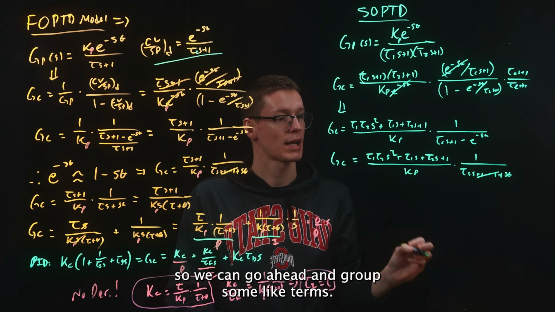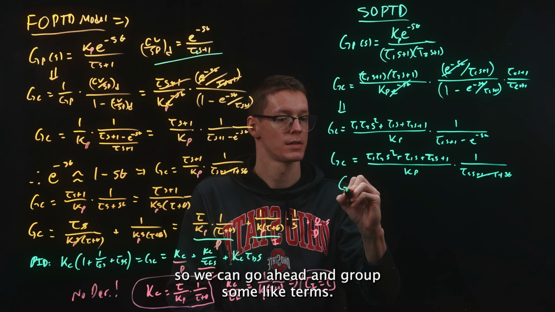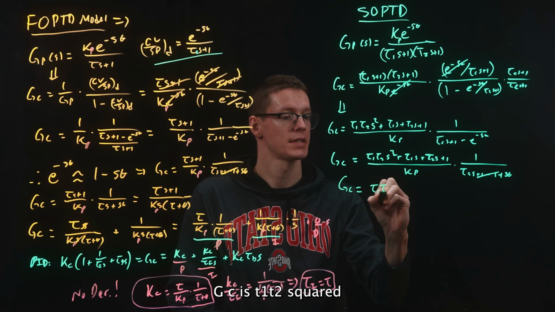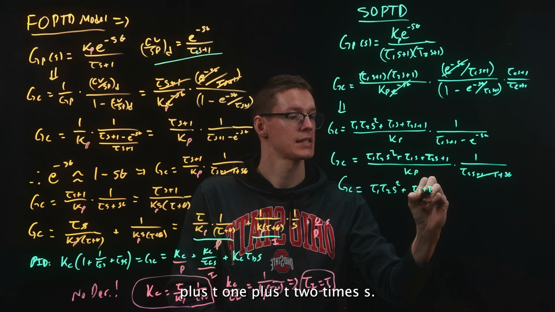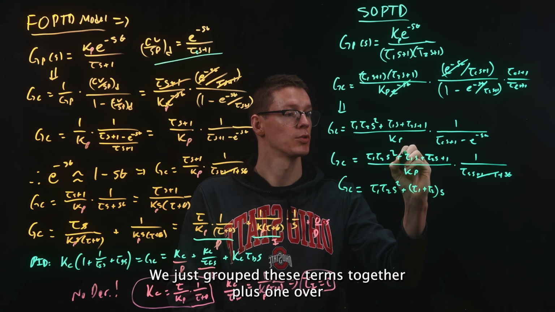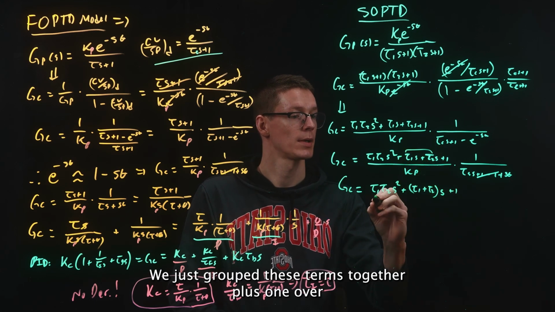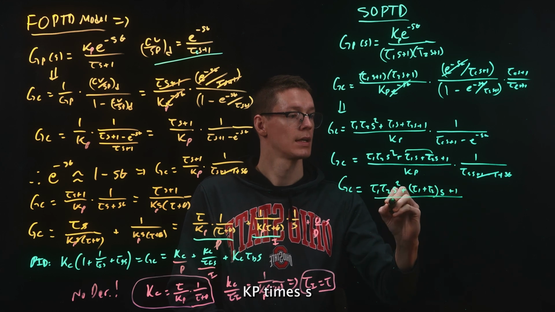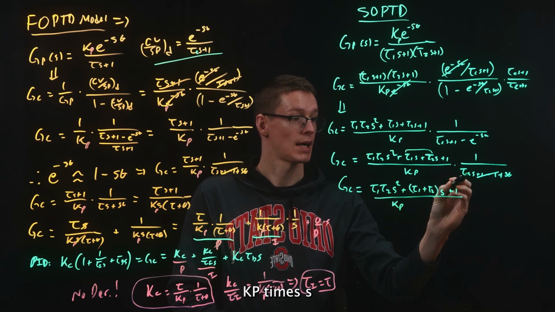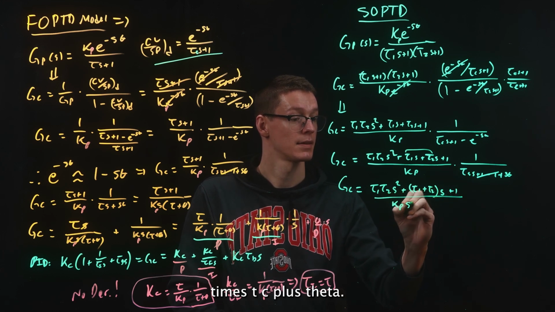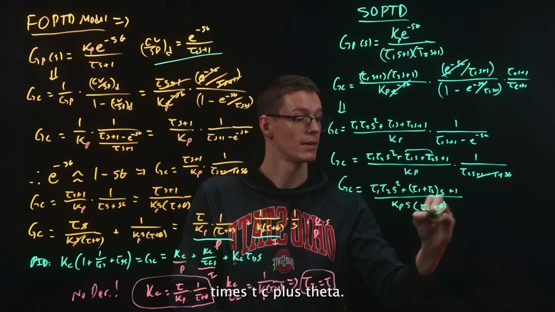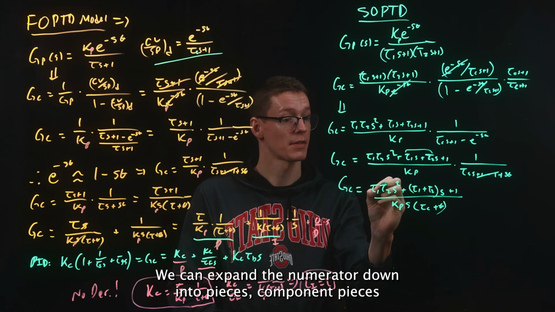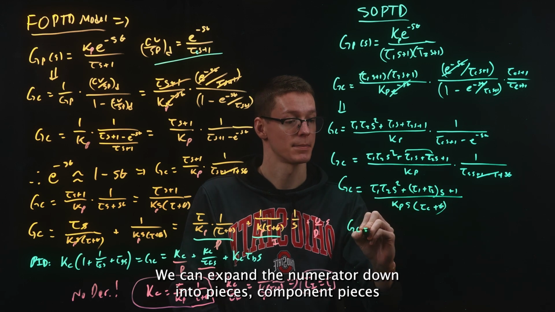So we can go ahead and group some like terms. Gc is T1 T2 s squared plus T1 plus T2 times s. We just grouped these terms together, plus 1 over Kp times s times Tc plus theta. We can go and expand the numerator down into component pieces.